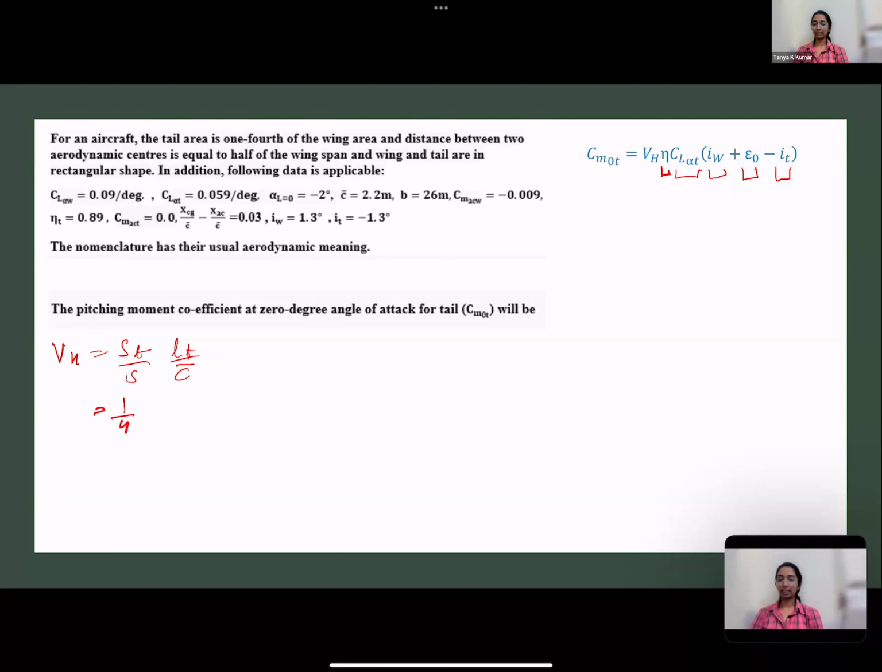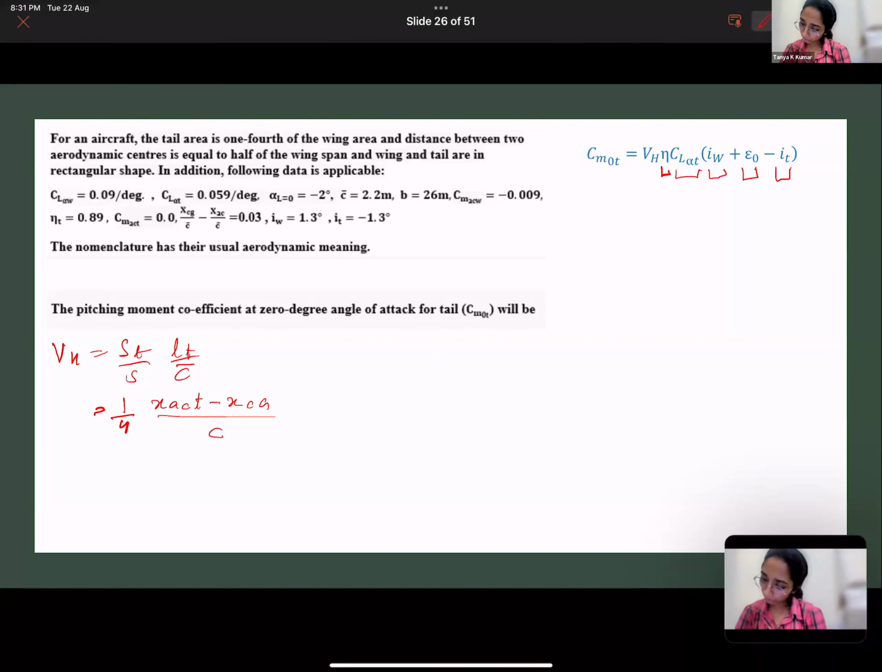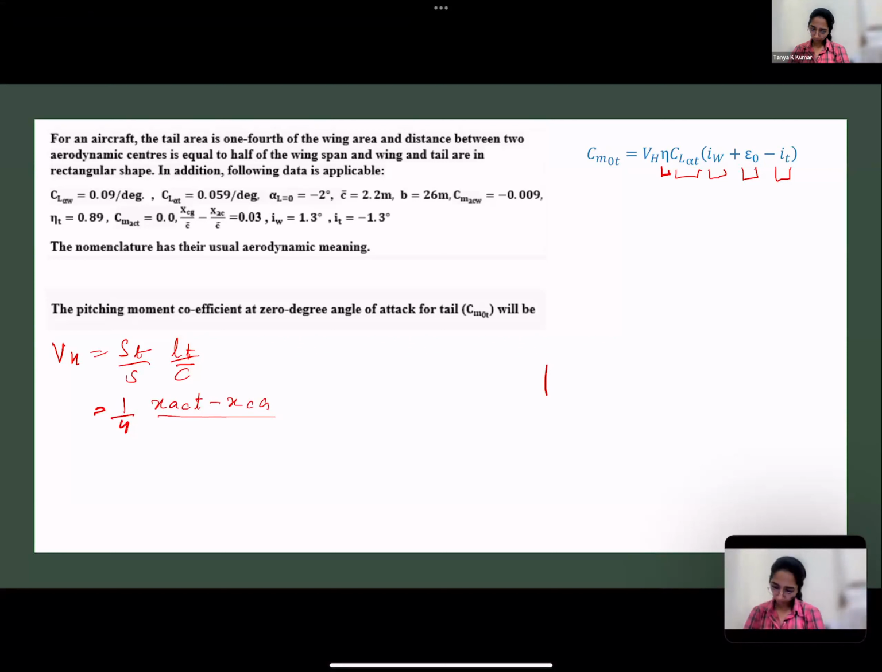Okay. Now what is LT? C bar is given to you. What is LT? LT is XAC of the tail minus XCG, by C bar. C bar is given to you. I'll just put in that value. C bar is 2.2. How do you find out this numerator, XAC tail minus XCG? Read the question carefully and tell me how to find it.